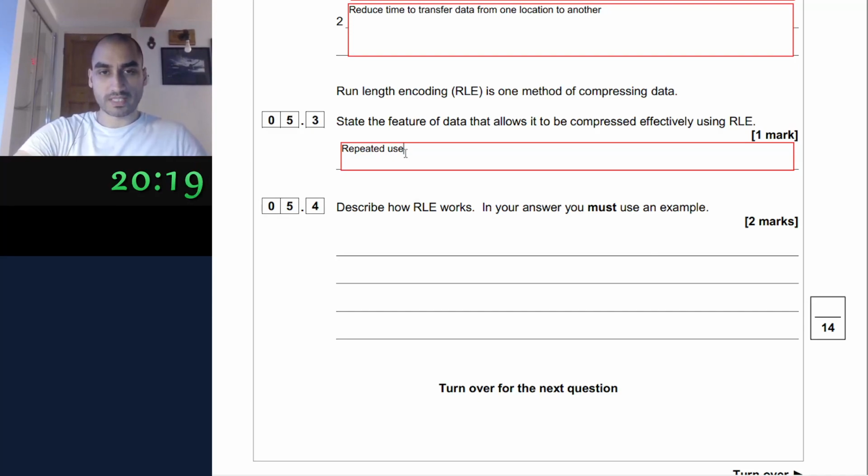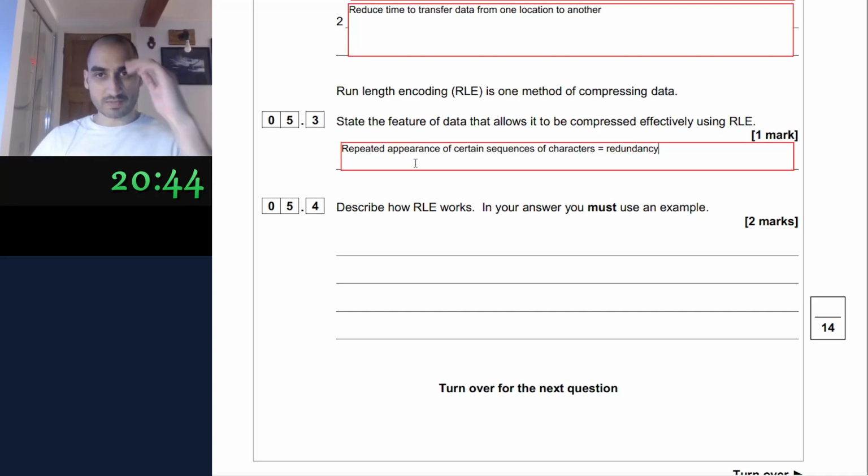Repeated appearance of certain sequences of characters equals redundancy. No, I think they're getting at something more specific.